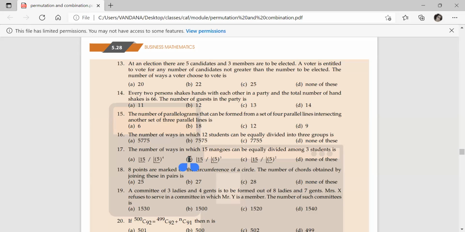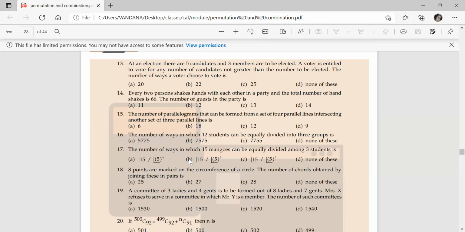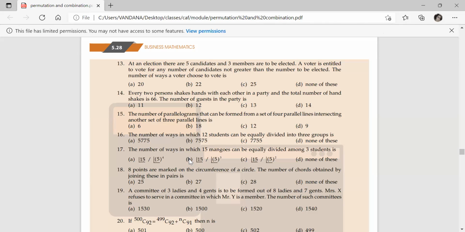18th. 8 points are marked on the circumference of a circle. The number of chords obtained by joining these in pairs is.